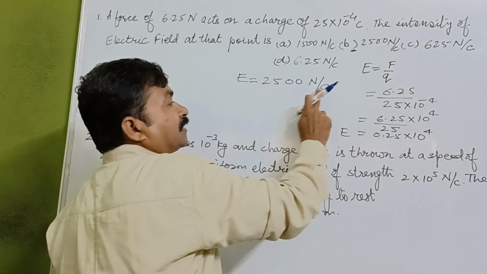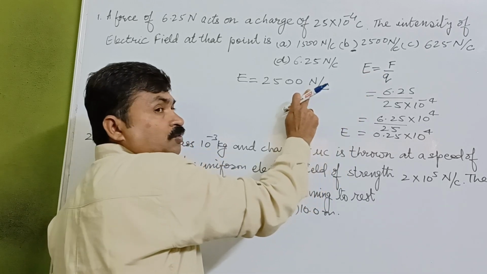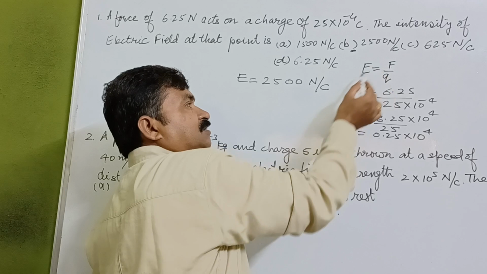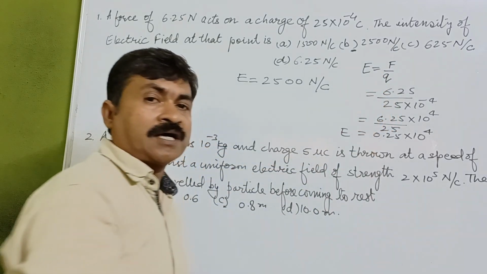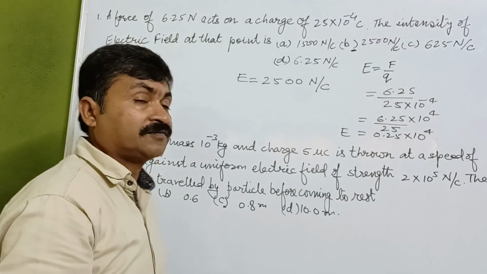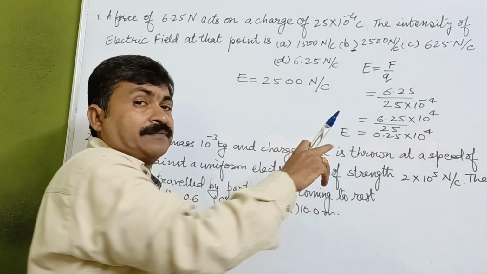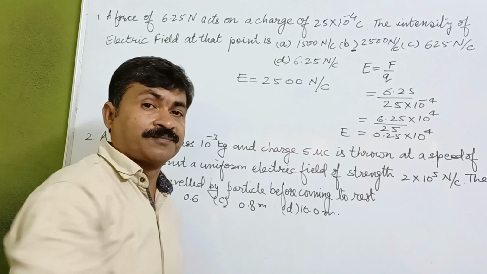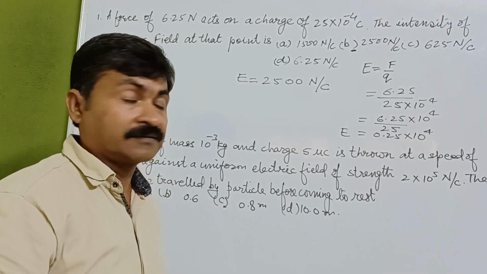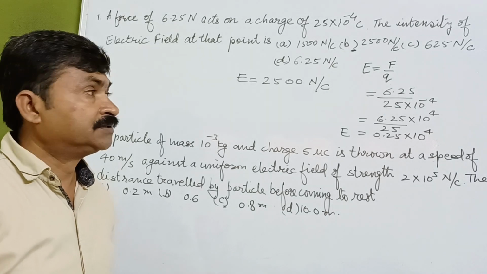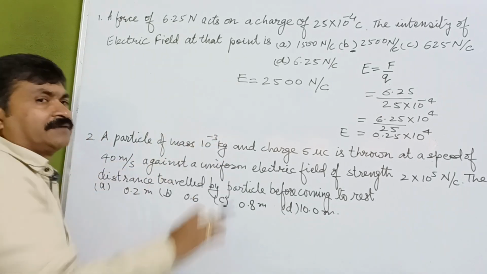The unit of the electric field is Newton per coulomb. The unit of force is Newton and the unit of charge is coulomb. Similarly, another unit which we know is volt per meter. The SI unit of electric field is Newton per coulomb as well as volt per meter. That must be kept in mind. So it is a simple one.